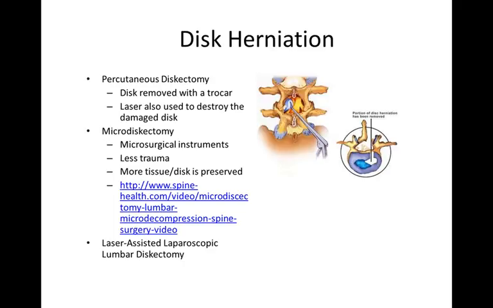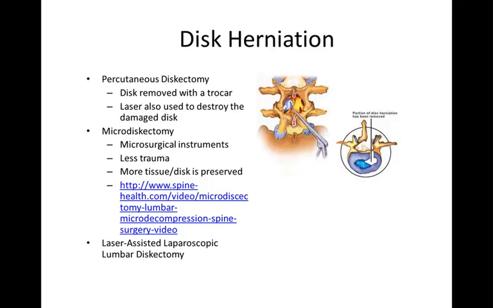The percutaneous discectomy, again, we spoke about it earlier. It's basically where they go in and remove, with a trocar, just the disc that's impinging on the spinal nerve or spinal root, and then they can use the laser to destroy the damaged disc.